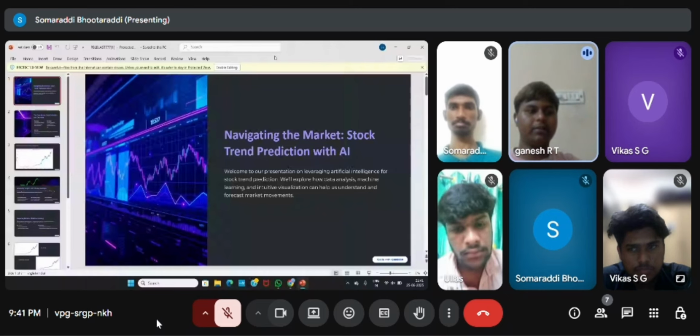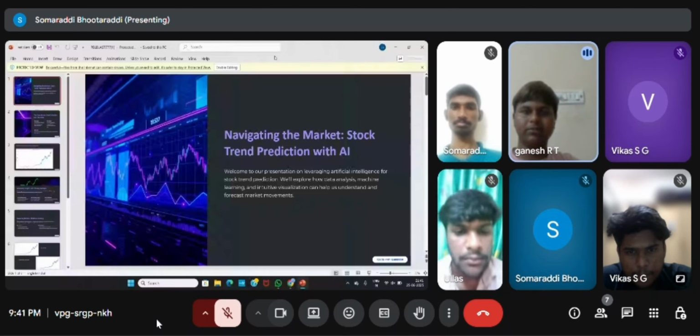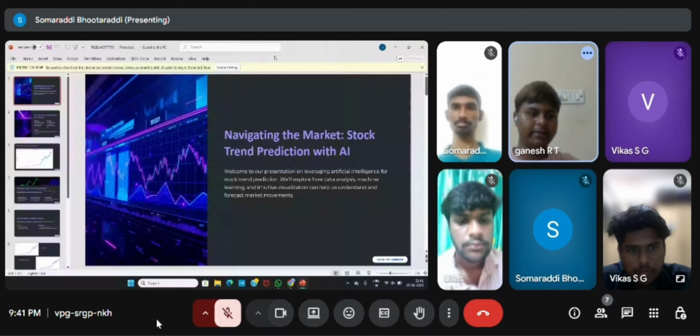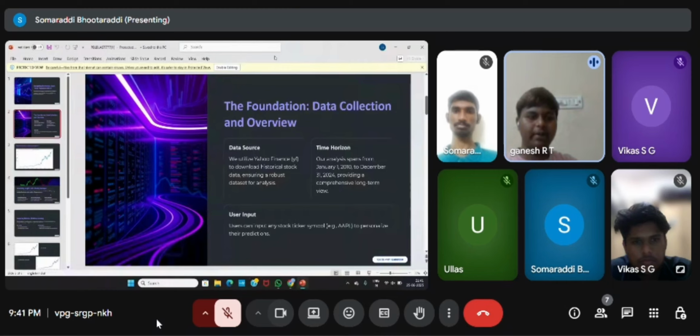Another section is data collection and overview. Here we cover the data source, time horizon, user customization and its objective. The data source is Yahoo Finance, using the Python library for data collection. For the time horizon, we have 15 years of historical data, stored for long-term trend analysis. User customization means the model allows input of any stock, enabling personalized prediction and stock analysis. The objective is to build a solid dataset to feed into AI models for meaningful trend forecasting.